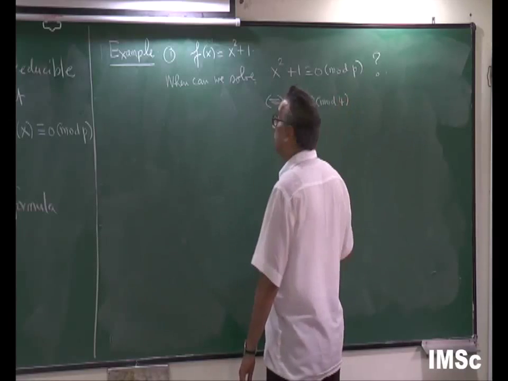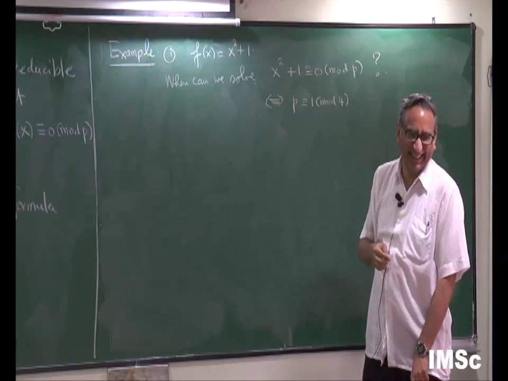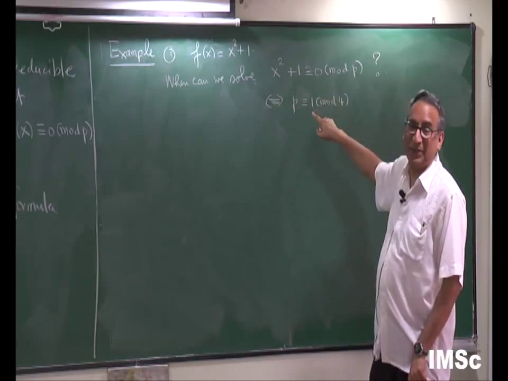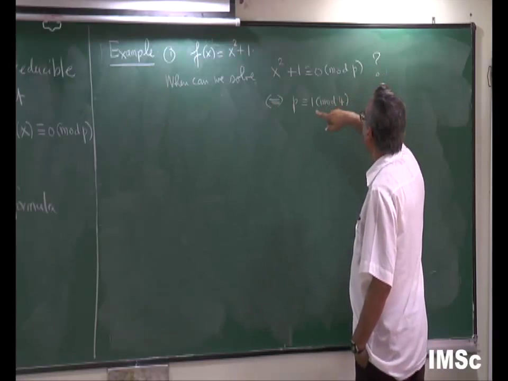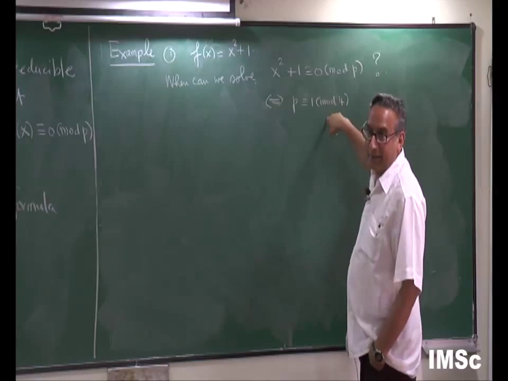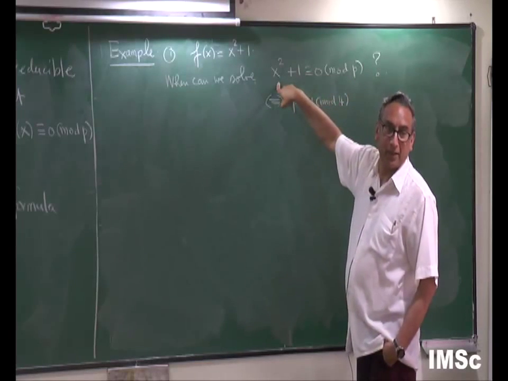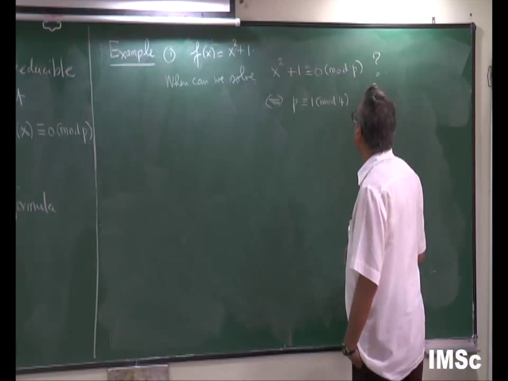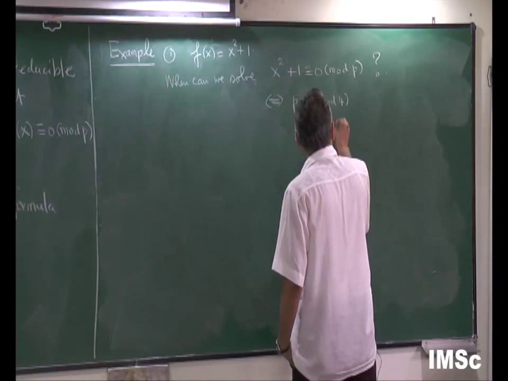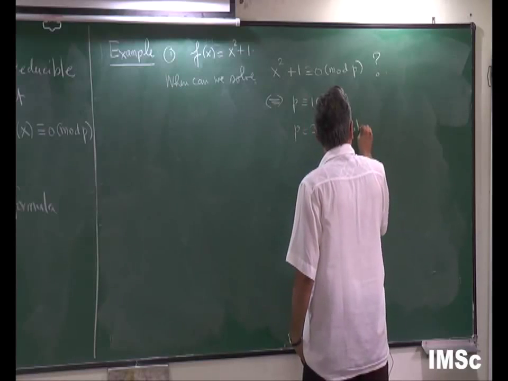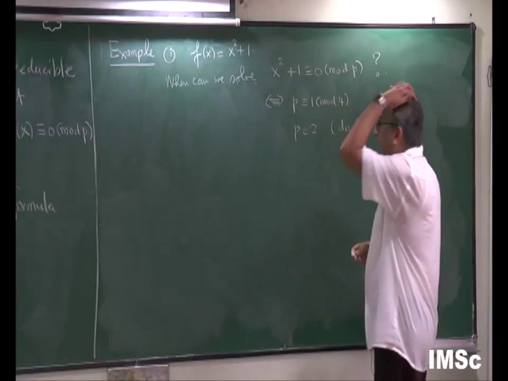What about p equals 2? Okay? This is only for odd primes. So this answer is correct in the case of odd primes. For p equals 2, of course, x equals 1. It's a double root, right? And for p equals 2, we have a double root. So this is the answer.